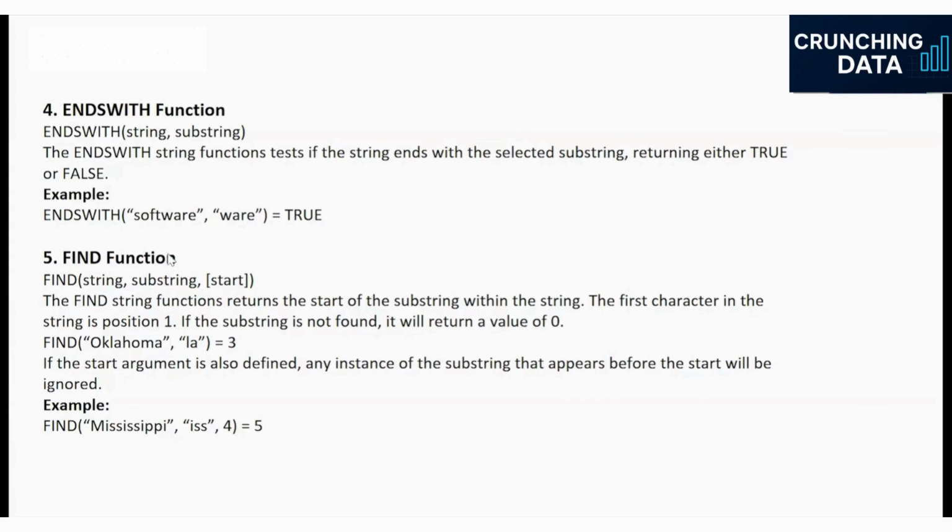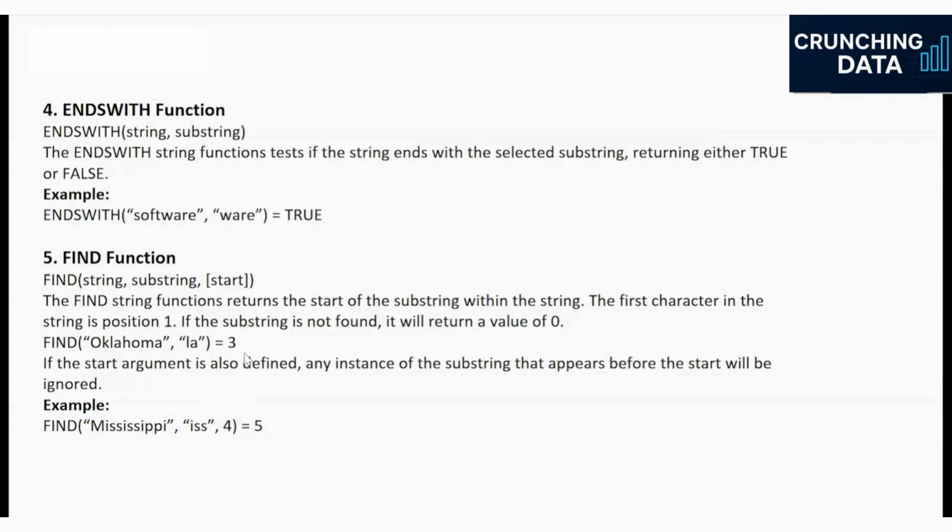The next is the find function. This find function is used to find whether a particular string contains any substring or not. For example, I want to find whether Oklahoma consists of LA or not. If it does, what is the position of that particular item? So here you can see that Oklahoma starts with O K L A H O M A. So here LA is at the third position. Since L is at the third position, it would give you the value as 3. It would try to find out where that substring is beginning from. So that substring begins from the third index. So it would give you the value as 3.